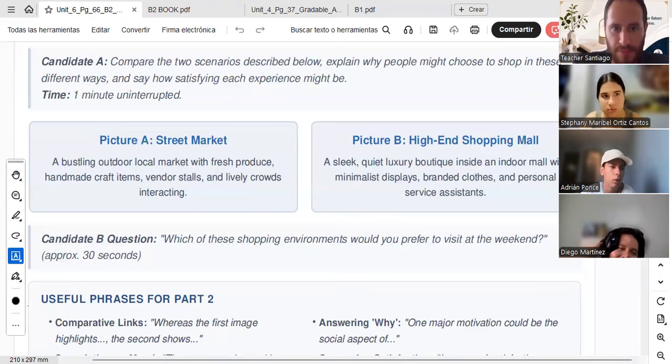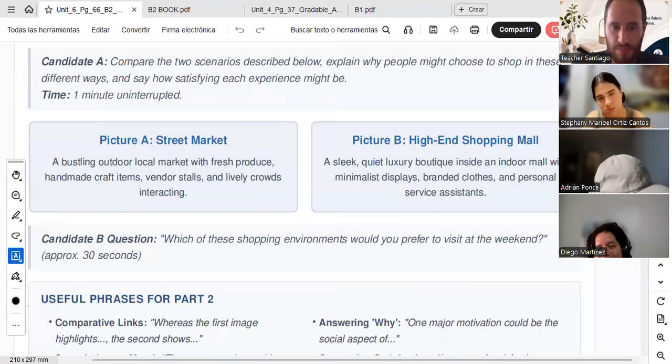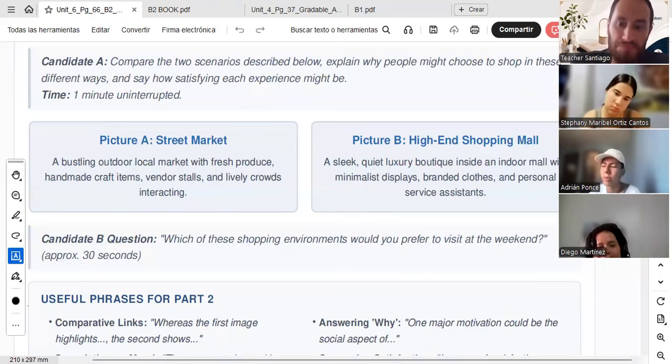I don't want to be prejudiced, but I think it's only about the money. But well, people can choose both of the scenarios, because I have done it. But when you lack money, you obviously are going to do picture A, the street market. And when you have a bit more, or when you want to spend a bit more money than at the street market, you go to the shopping mall.